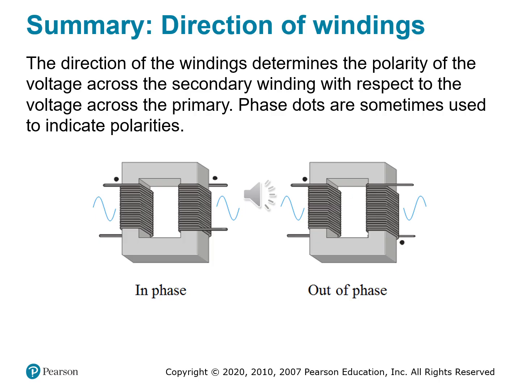And notice the dots on the diagrams. These indicate the terminals that are considered to be electrically equivalent in polarity. If both dots are on the same side, the windings are in phase. If the dots are on opposite sides, the windings are out of phase. So engineers use these dots when connecting transformers to ensure correct phase relationships across the systems.